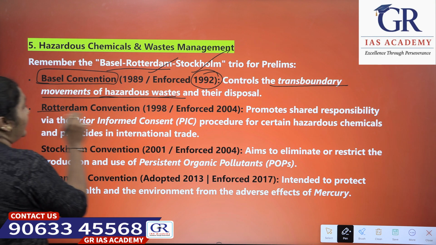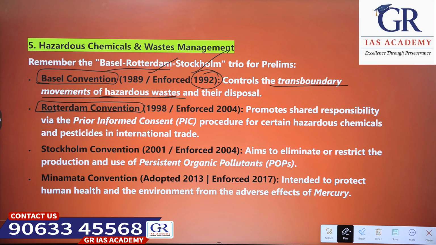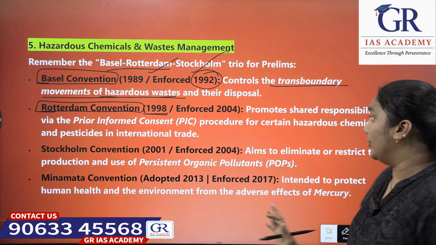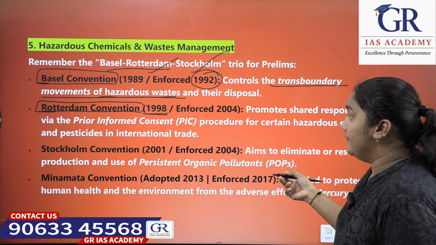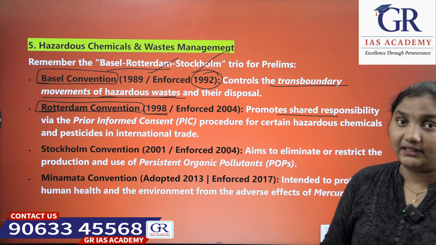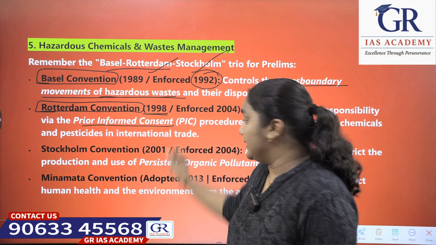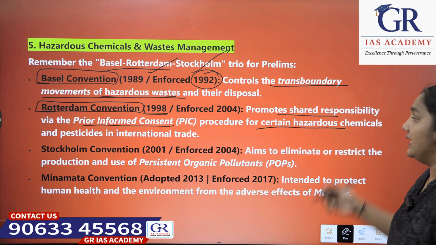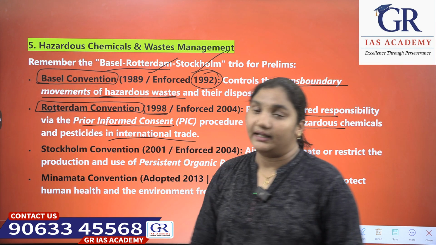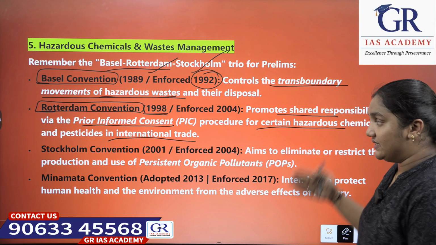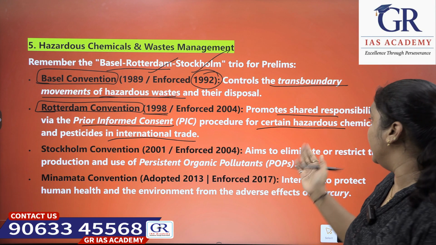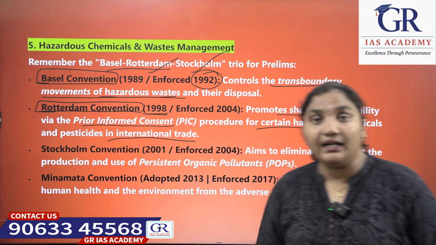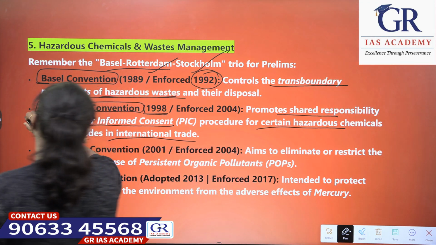Now, next is the Rotterdam Convention. When was it adopted? It was adopted in 1998 and came into enforcement in 2004. What does it do? This Rotterdam Convention promotes shared responsibilities through the prior informed consent procedure for certain hazardous chemicals and pesticides in international trade. For these pesticides and certain hazardous chemicals, prior informed consent is required for international trade between countries. That is what the Rotterdam Convention states.